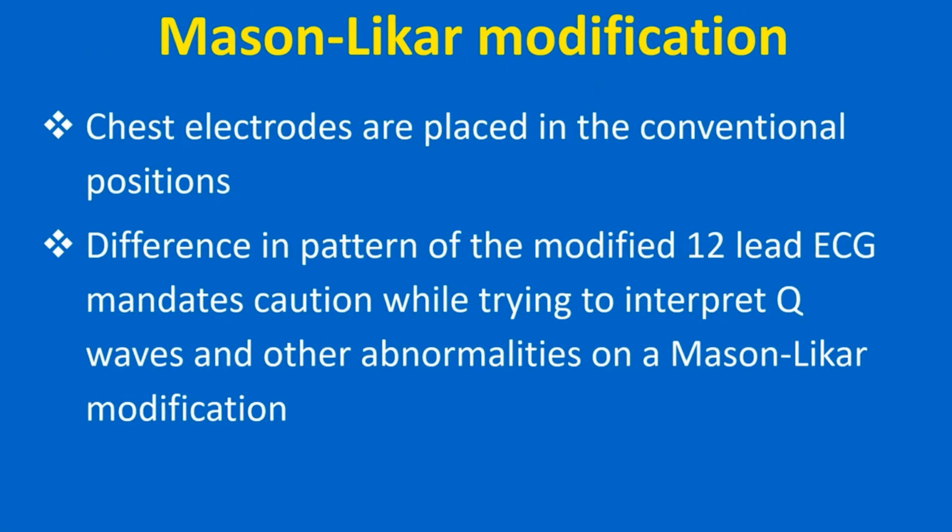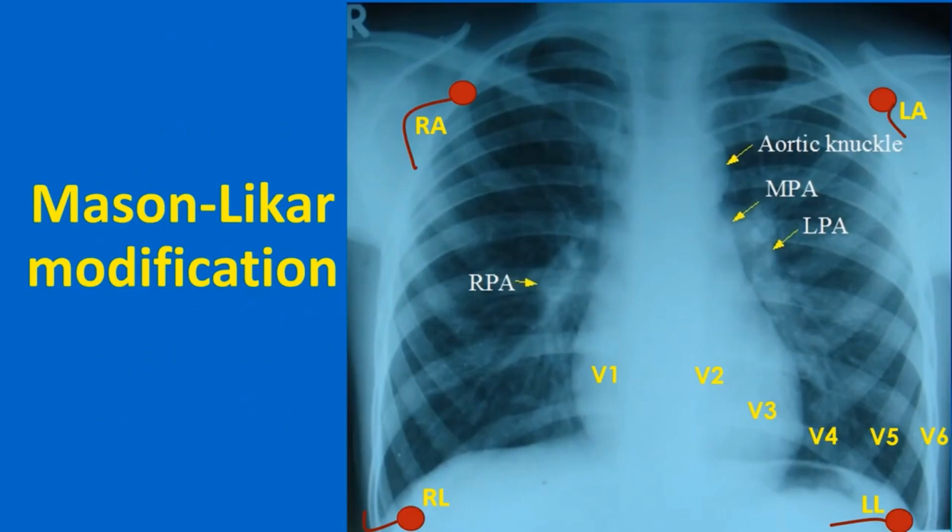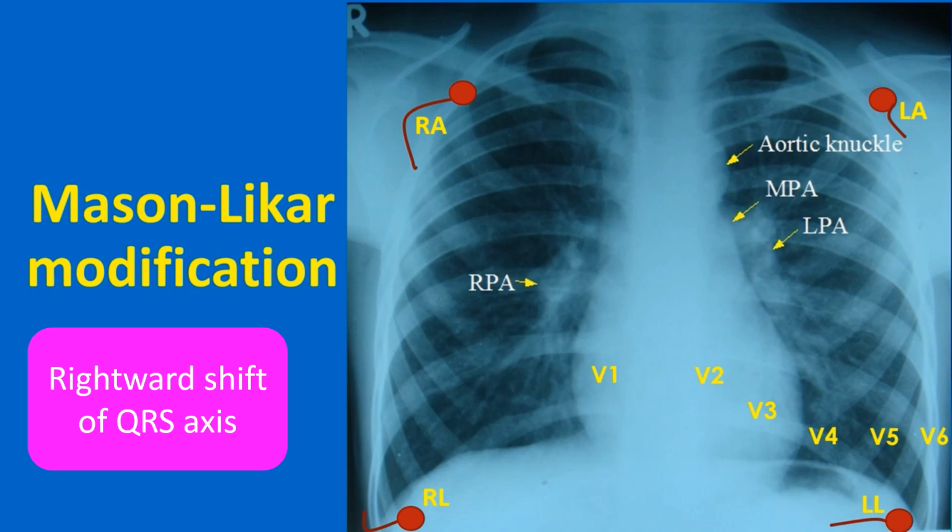Difference in pattern of the modified 12-lead ECG mandates caution while trying to interpret Q waves and other abnormalities on a Mason-Likar modification. Approximate positions of the limb and chest electrodes in Mason-Likar modification. Lower limb electrodes may be placed a little lower than shown in the figure. The QRS axis has a rightward shift due to the upward shift of the lower limb electrodes, but there is no difficulty in interpreting ST segment shift and arrhythmias during a treadmill test with this lead system.